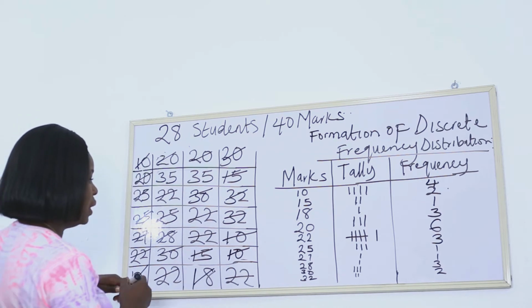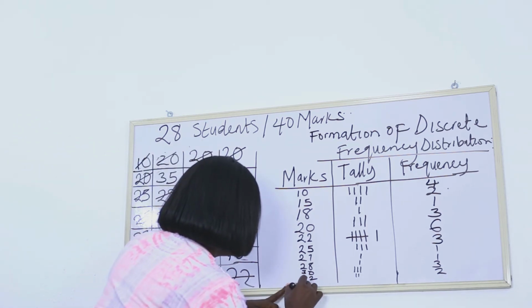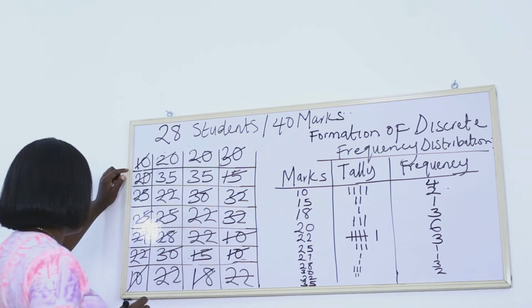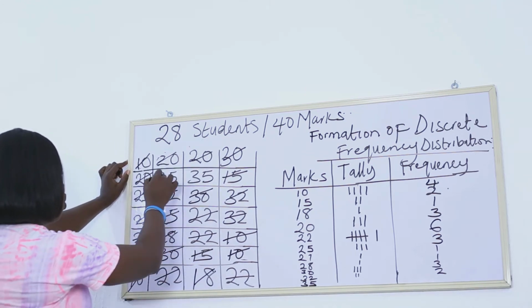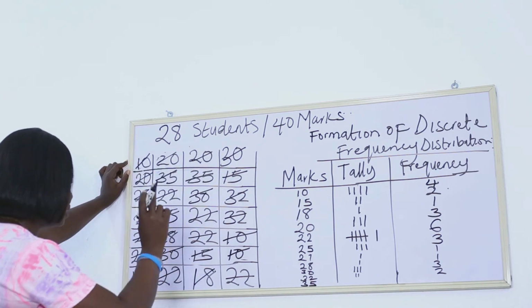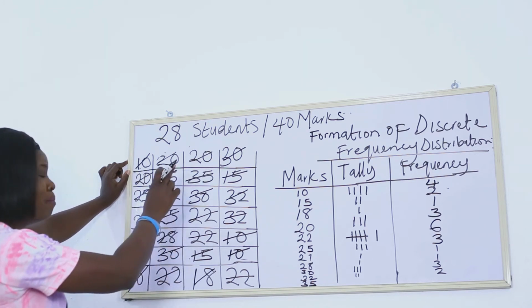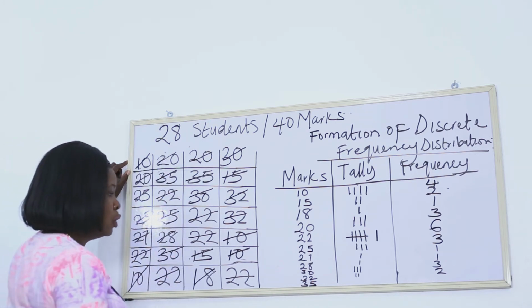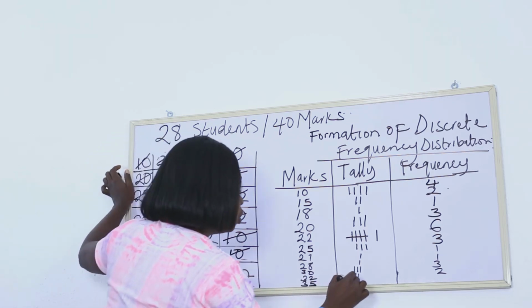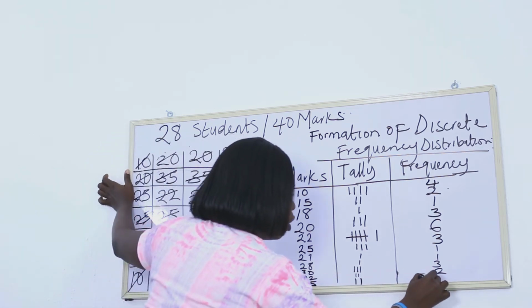If you look at it properly, I come here to the last value and write 35. How many times has 35 occurred? 1 and 2. Twice. If you check properly, we have marked out all the values on the board. So we say 35 occurred twice, 1, 2, and come here and write 2.